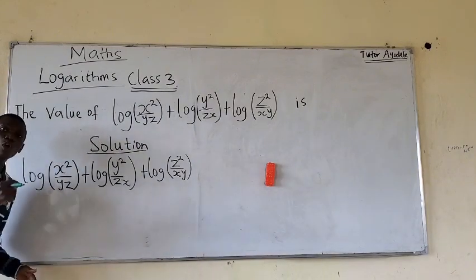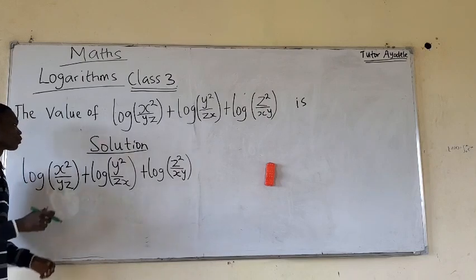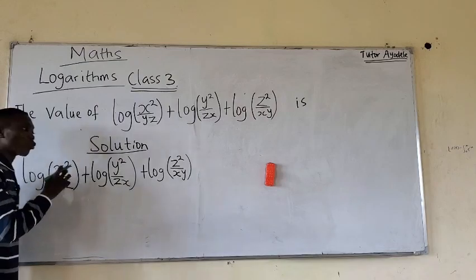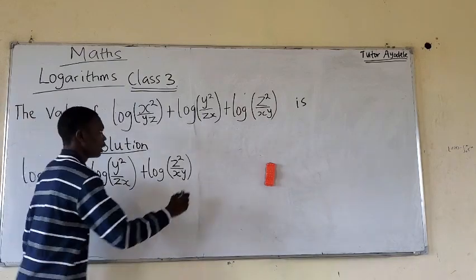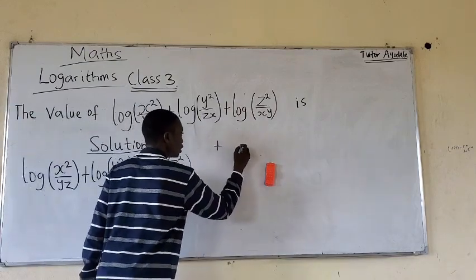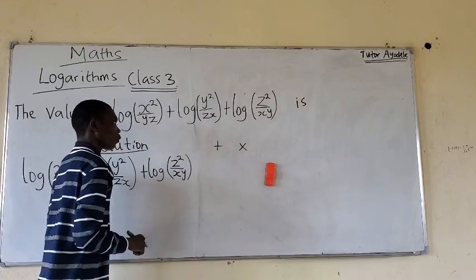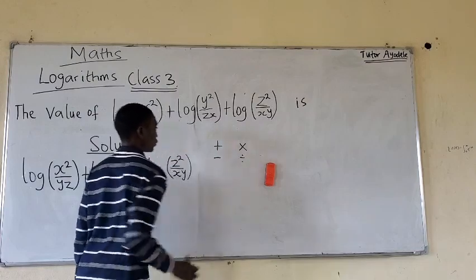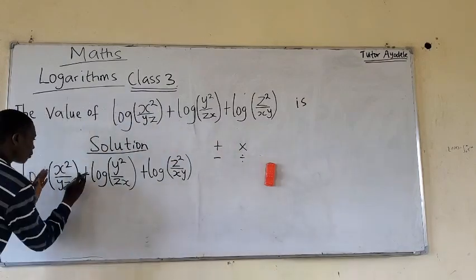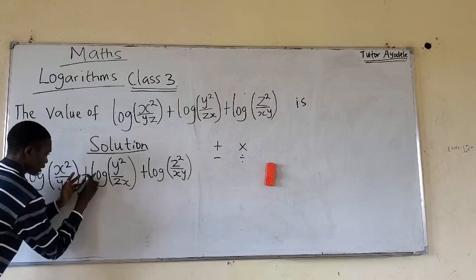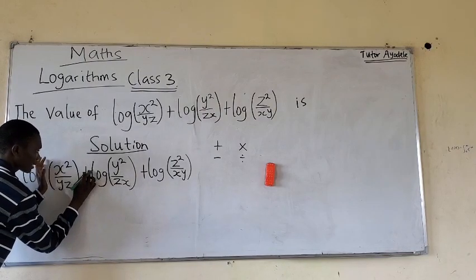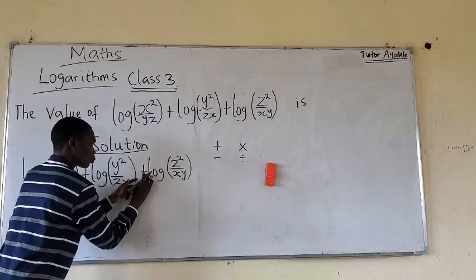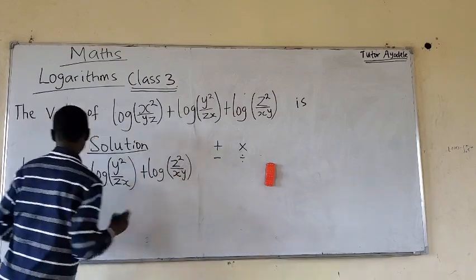Okay, now in the laws of logarithm, we notice that addition will change to multiplication, while subtraction will change to division. Now, what will happen between this log and this log is this addition will change to multiplication. That is, it will multiply this log and this log. The same thing: this one will change to multiplication. It will multiply this log and this log together.